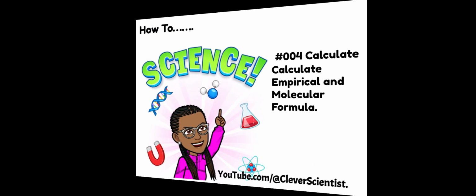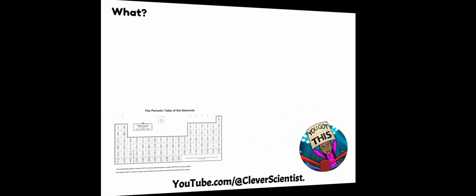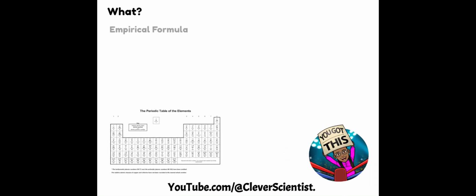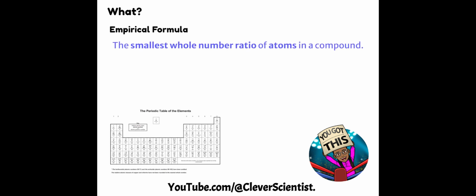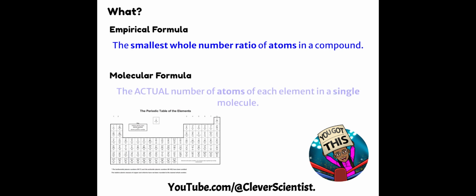What is the empirical formula of a substance? Well, it's the smallest whole number ratio of atoms in a compound. What is the molecular formula of a substance? This is the actual number of atoms of each element in a single molecule.